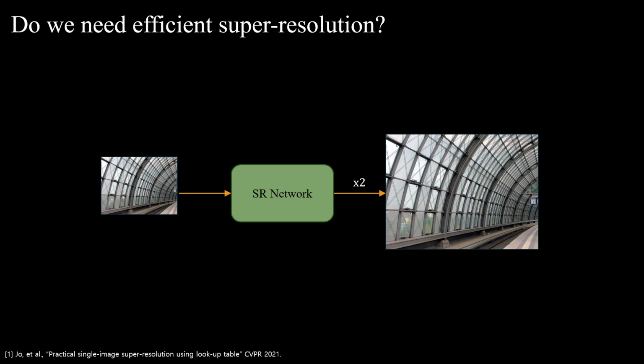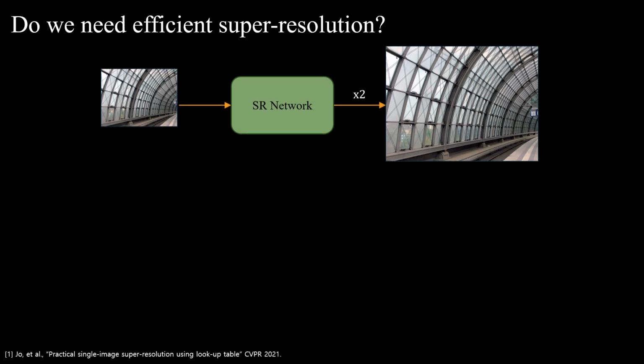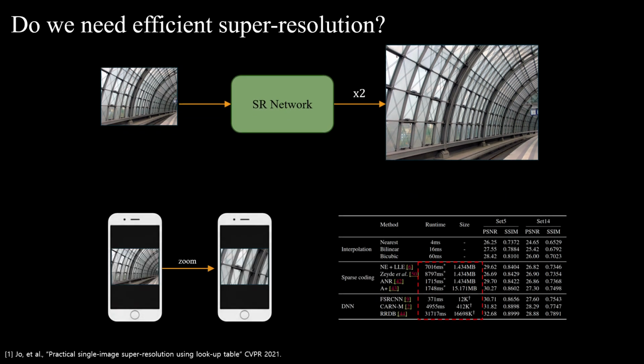Super resolution has been a long-standing research topic, both before and after the rise of deep learning. In addition to conventional super resolution, there has been steady research on efficient super resolution as well. So why do we need efficient super resolution? In practice, super resolution is often performed on edge devices. However, edge devices struggle to handle the heavy computation and large model sizes required by typical super resolution networks.